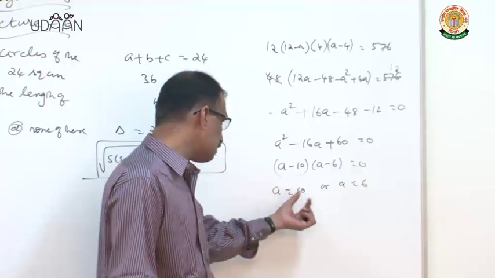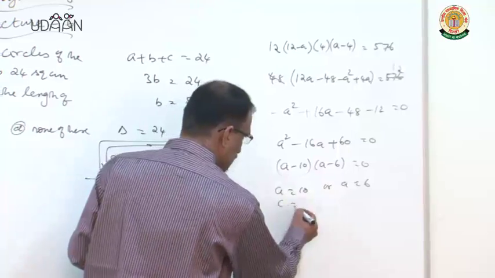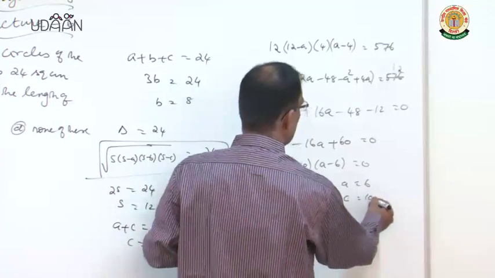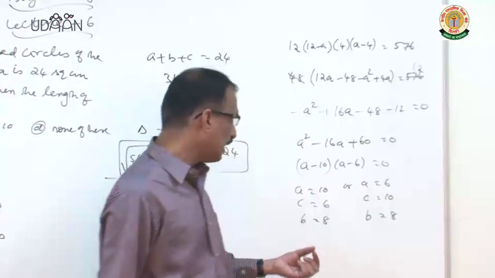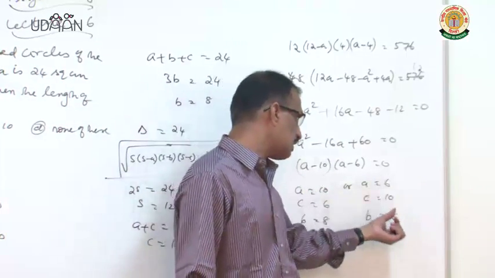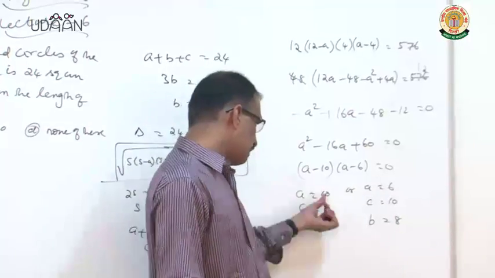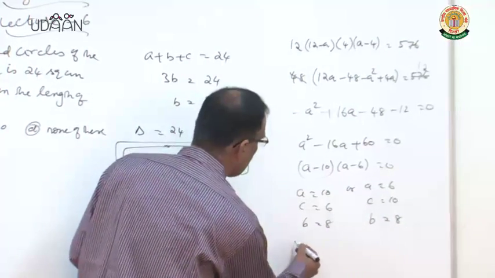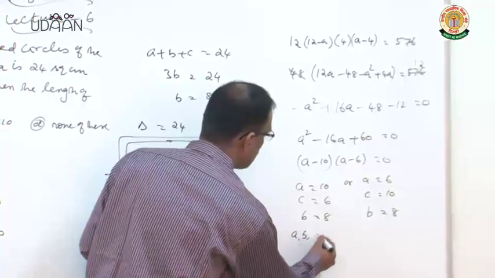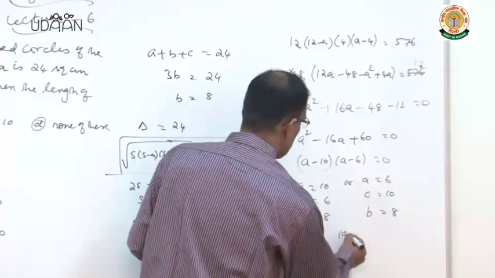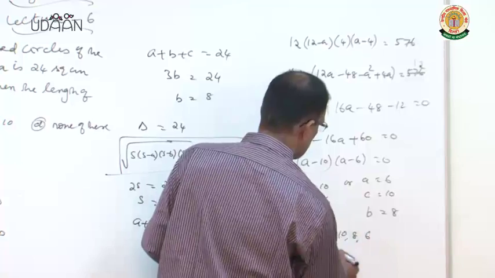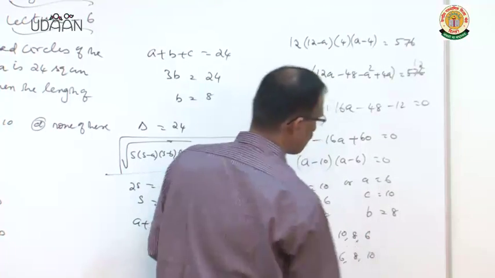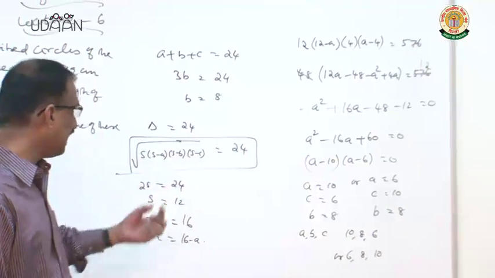So, when A equal to 10, you will get C equal to 6. When A equal to 6, C equal to 10. So, we have either 6, 8, 10 or 10, 8, 6. These are the options of the length, that is A, B, C can be 10, 8, 6 or 6, 8, 10. So, these are the options of the length we get.